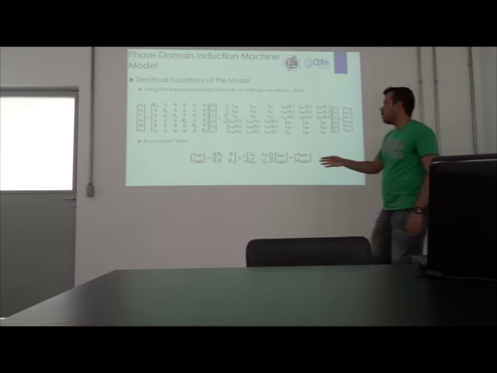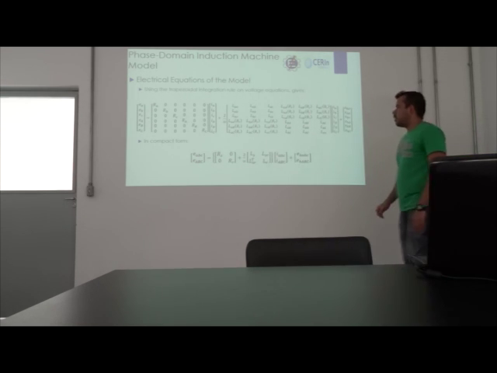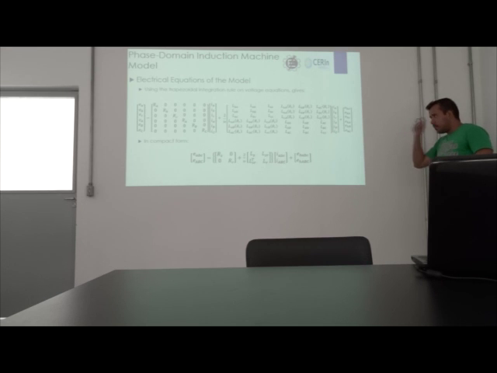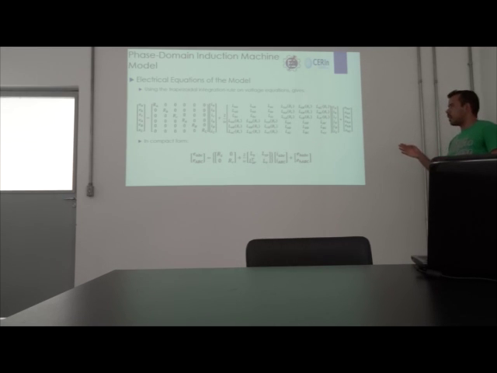In a compact form, we have that the voltage equation is equal to a resistance matrix times current plus 2 over delta t times inductance matrix times a current vector plus a voltage history term.